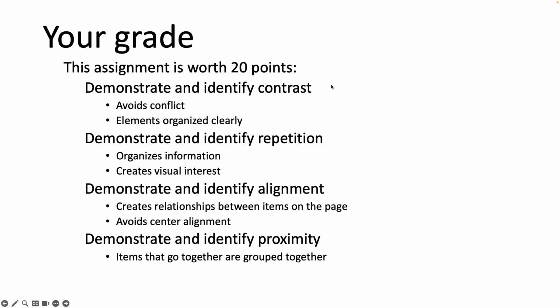The grade on this, what I've got here is basically like a rubric. You got 20 points coming at you, and I want you to just demonstrate each of these principles, and under each I've mentioned something kind of specific. So with contrast, you're avoiding conflict, you're organizing elements clearly. With repetition, you're organizing the information, you're creating visual interest. With alignment, you're creating the relationships on the page and you're avoiding center alignment. You're demonstrating and identifying proximity, so showing where you put things together that go together, where you created space to show things go together.